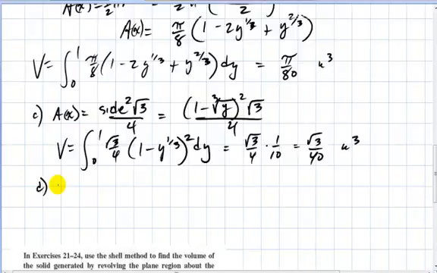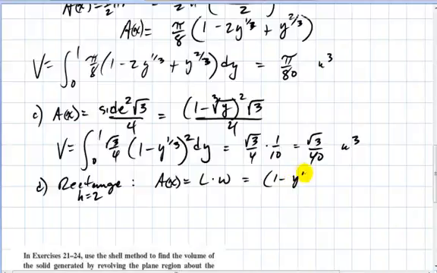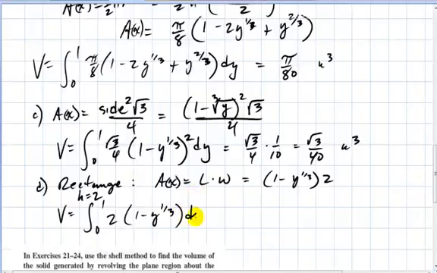And the last thing I need to do is rectangles with height 2. So for a rectangle, my base is 1 minus the cube root of y, and the height is simply 2. So my A of x is pretty simple. It's length times width, or in this case, 1 minus the cube root of y times 2. So my volume now becomes the integral from 0 to 1 of 2 times 1 minus y to the 1/3 power dy.